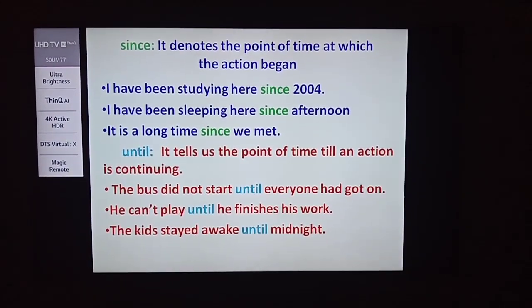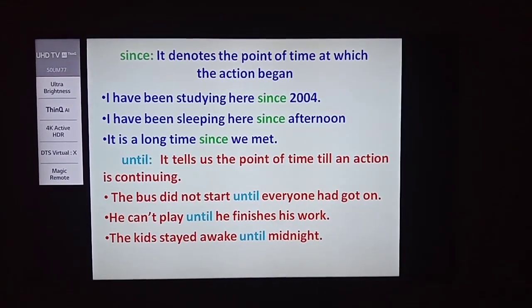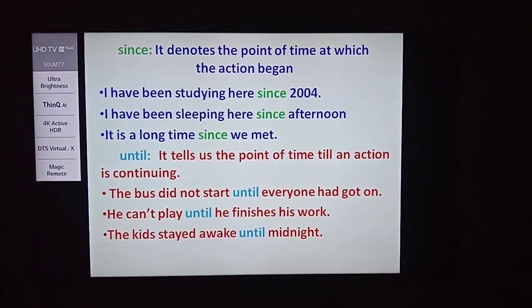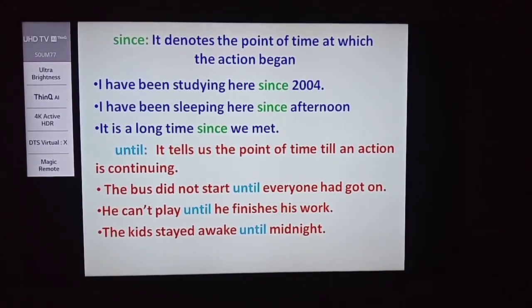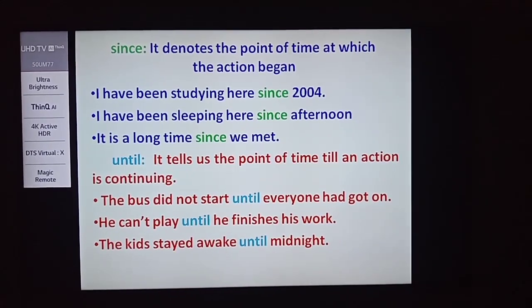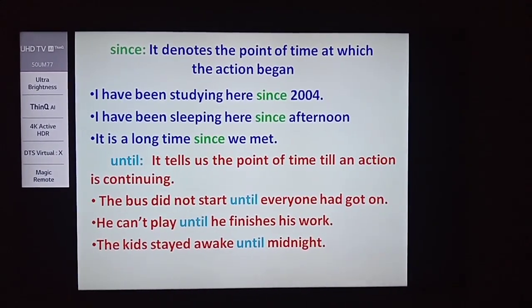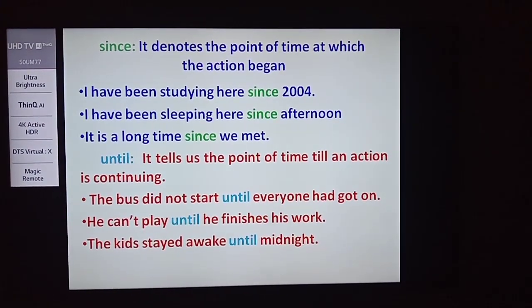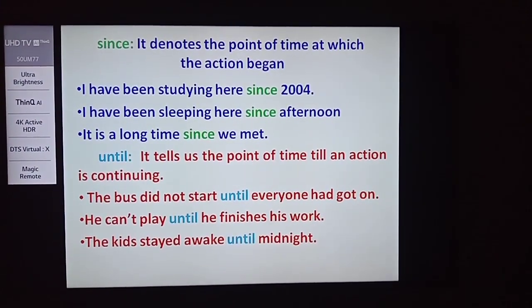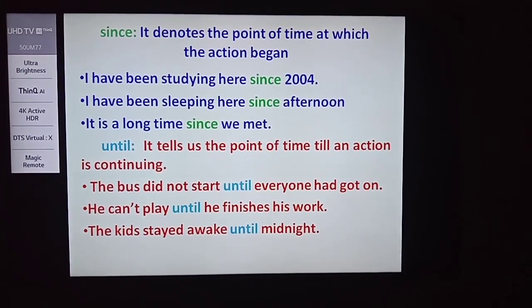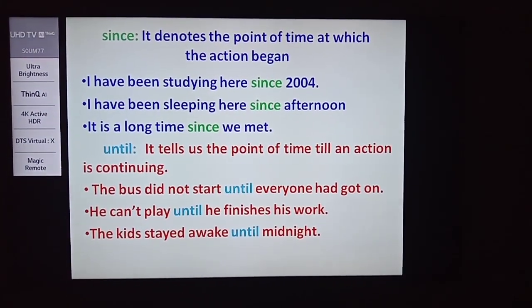Now let's learn about the preposition until. Until tells us the point of time till an action is continuing. Look at the examples here. The bus did not start until everyone had got on. He can't play until he finishes his work. And the last one, the kids stayed awake until midnight.